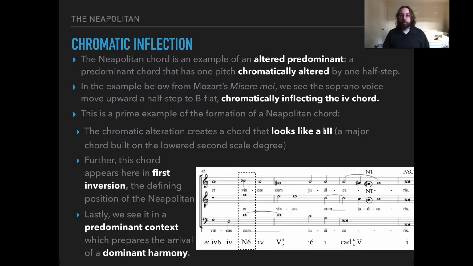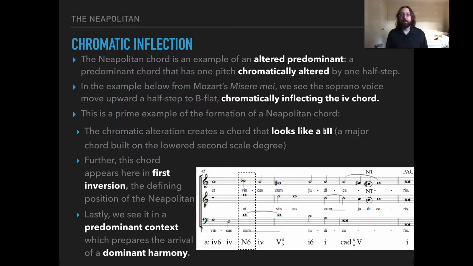We move from a iv 6-4 to a iv, and then we have that B flat in the uppermost voice, acting almost like a neighbor tone, in fact, acting just like a neighbor tone in the soprano voice, and then moving down to our dominant chord.